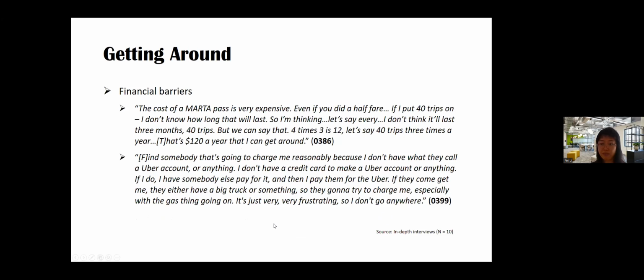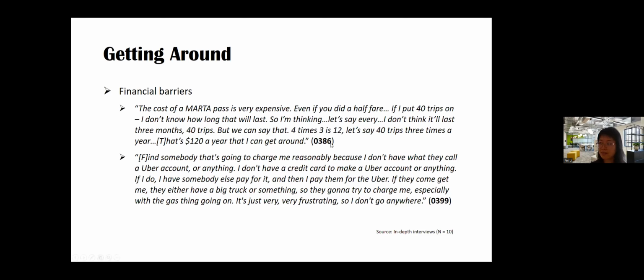Financial barriers have been mentioned a lot. So what we're offering in our subsidized transportation options, such as $25 a month, is really not a lot. But when we ask them how much they spend on transportation each month, $25 can actually be a substantial boost to their transportation budget.